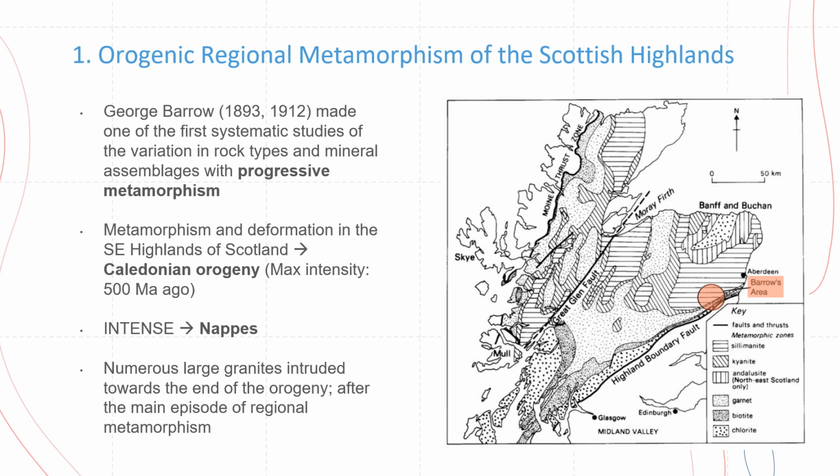Move on to our very first example, which is the orogenic regional metamorphism of the Scottish Highlands. So in Barrow's area here, in the orange circle, George Barrow made one of the very first systematic studies of the variation in rock types and mineral assemblages with progressive metamorphism.